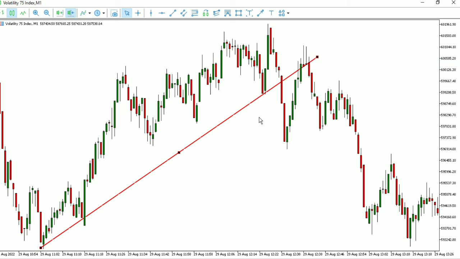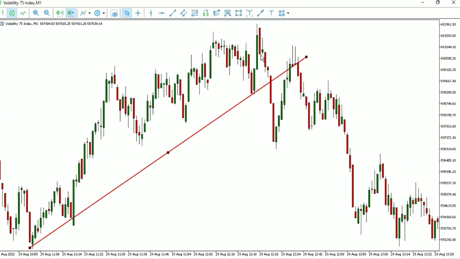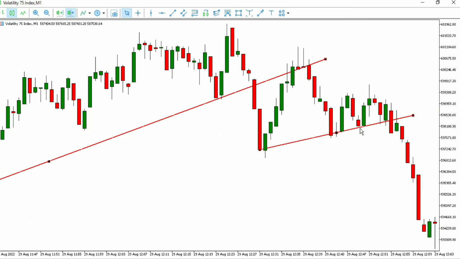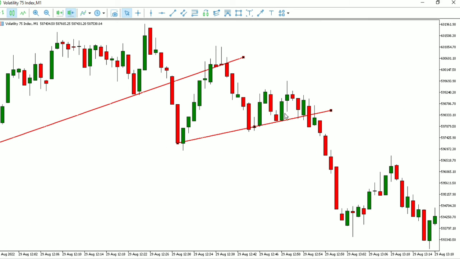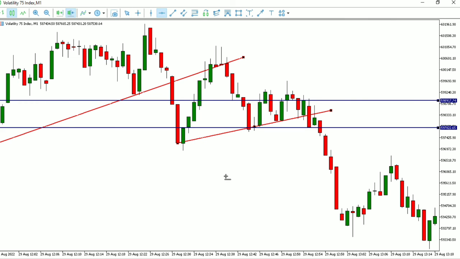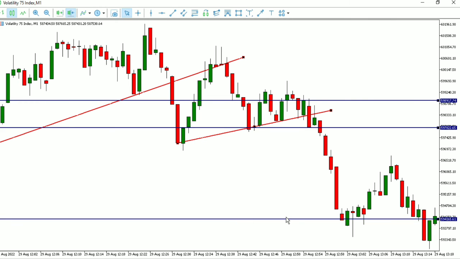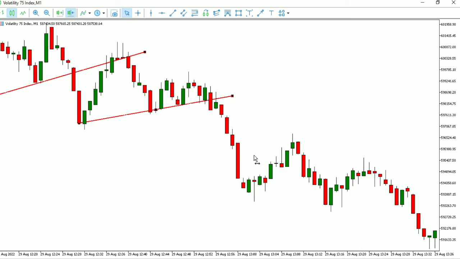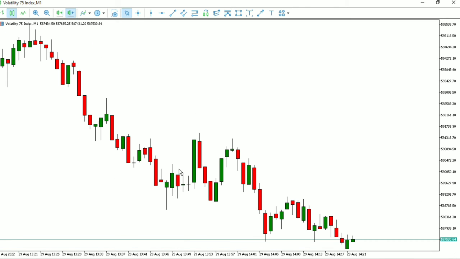So you can wait for a pullback, but there are advantages and disadvantages of waiting for a pullback. For example, here we had a good trend line, it was broken at this point right there. So you can see we have a good trend line here, it was broken, so you were supposed to sell here, put your stop loss at this point, and you take profits right below here. But if you had waited for a pullback here, of course there is one candle pullback here, but there was no clear pullback here.